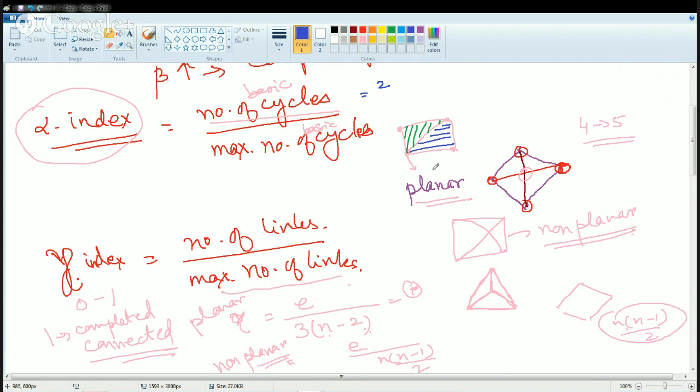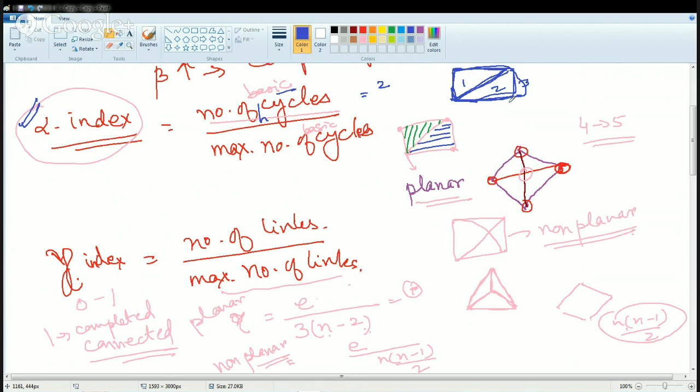But if I visualize this, I can say I have one cycle which is this. A cycle is basically something which starts and ends at the same point, which we have already talked about in graph theory. So if I talk about the cycle here, I can say this is one cycle, this is the second cycle, and this complete one is the third cycle.